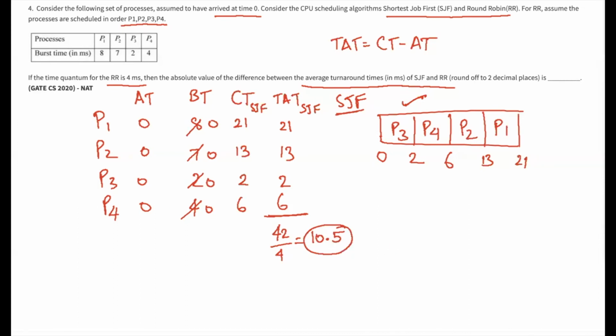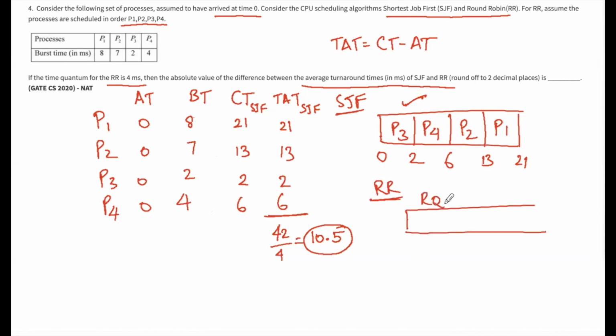Fine. Now I have to do it for round robin also, right? Let's do it for round robin also. 8, 7, 2, 4. So for round robin, we have to maintain two queues. One is a ready queue, and the other one is the Gantt chart, right? Fine. So all the processes arrive at time 0. So all will be in my ready queue: P1, P2, P3, P4, right?